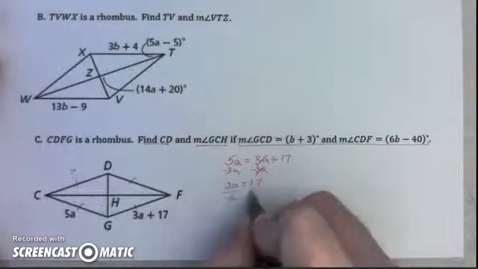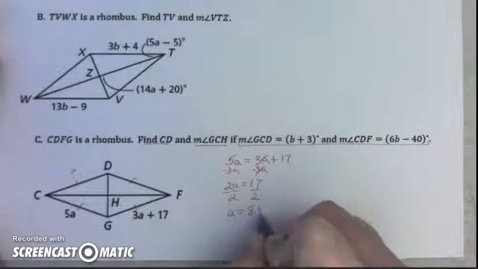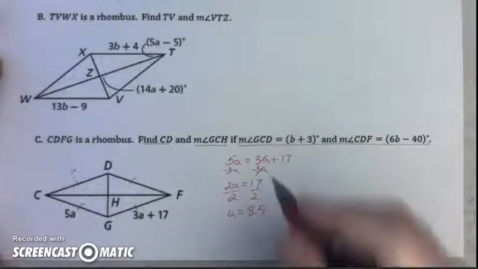We're going to divide both sides by 2 and get that a is 8.5. Okay, cancels that out.